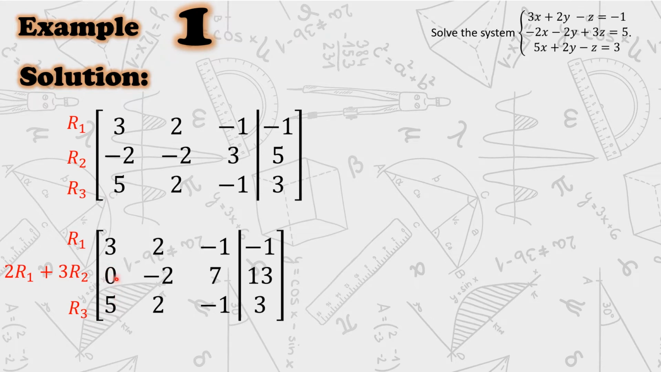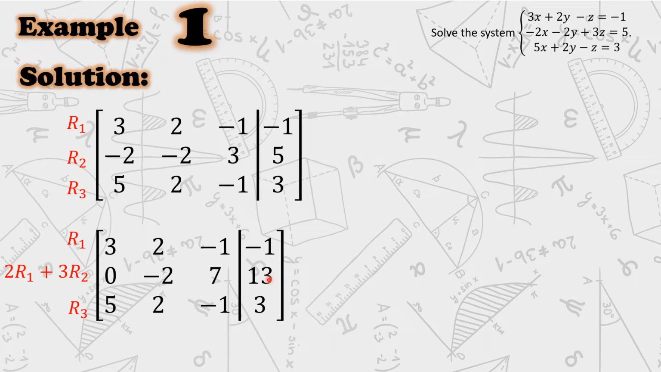Second row, first element is 0. Then we have negative 2. That is from 2 times 2, 4, plus 3 times negative 2, negative 6. So we have 4 plus negative 6, that is negative 2. Next element, we have 7. That is from 2 times negative 1 plus 3 times 3. So we have negative 2 plus 9. We have 7.